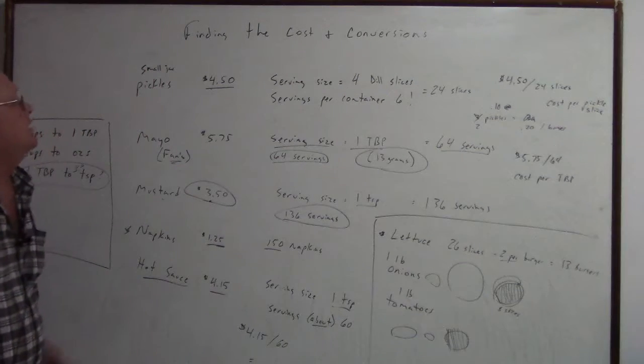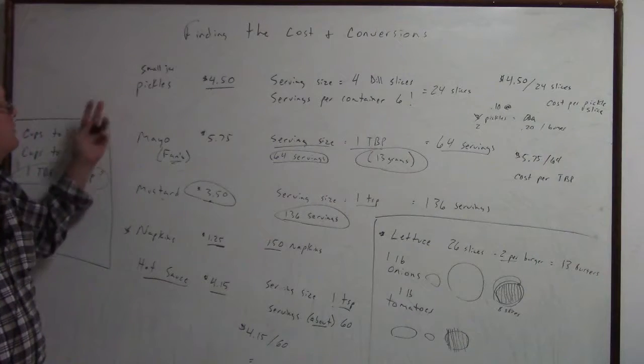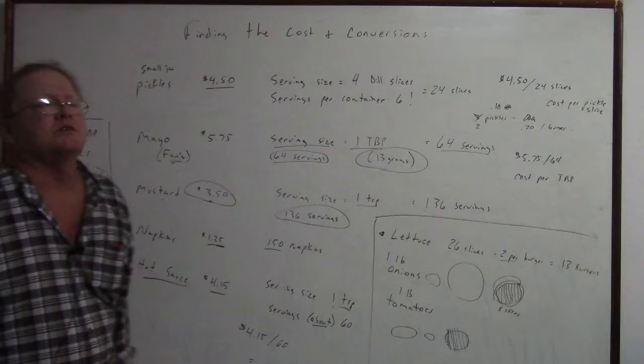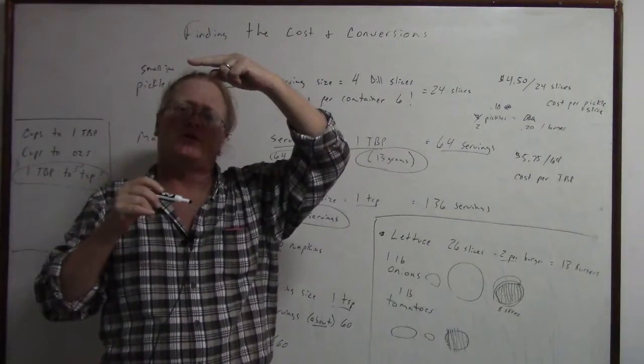So there you go. You can do it with jalapenos, ketchup, all kinds of stuff. So that's a lot of work right there. Your spreadsheet's going to be pretty big.